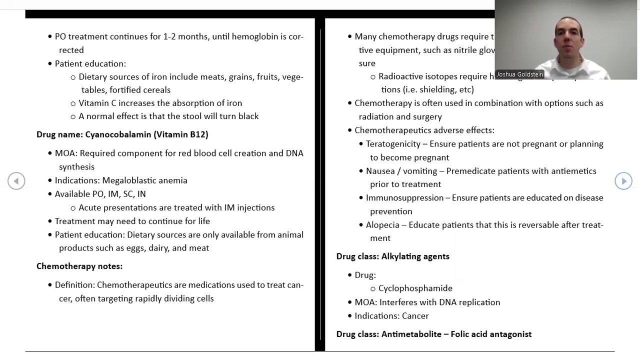That wraps up hematology. Let's move on to oncology. Oncology is the treatment of cancer.